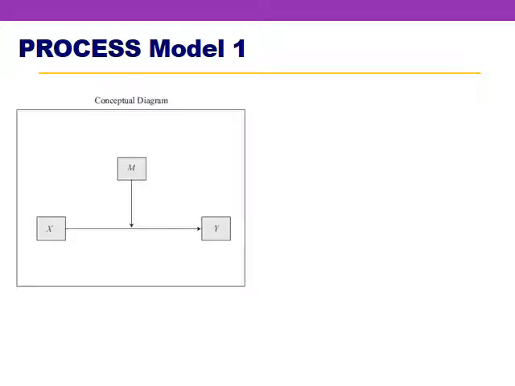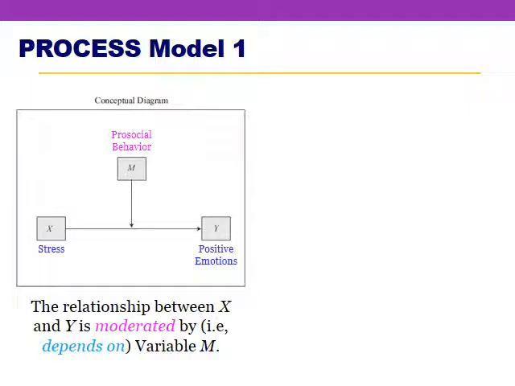This is a diagram of what model 1 looks like. So we have a relationship between x and y that is moderated by some other variable. So in this case, we have a relationship between stress and positive emotions that is moderated by, in other words, it depends on prosocial behavior.